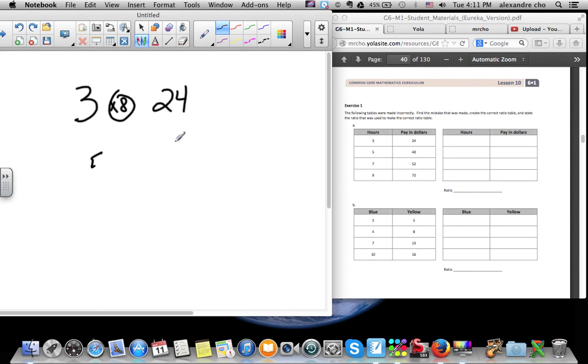If you work 5 hours and you get $40, it means it was times 8. So there, I just found the relationship here between hours and the amount that you get paid.